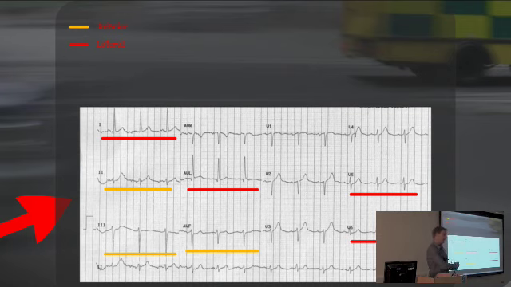So sometimes you might get a patient with a high lateral MI, and it only shows ST elevation in those two. And that's one of the most commonly missed MIs, actually.